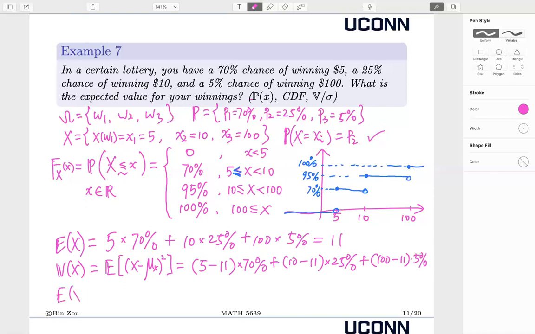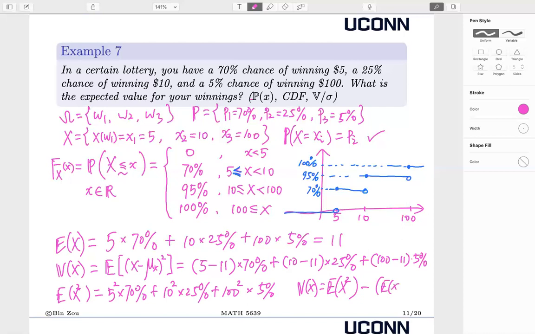Sometimes, in particular for discrete, it's probably easier to calculate the second moment, right? So it's 5 squared times 70% plus 10 squared times 25% plus 100 squared times 5%, right? And then I know my variance is my second moment, which is the expected value of the square, minus the square of the first moment, right? So this might be easier, but they are around the same level of difficulty.